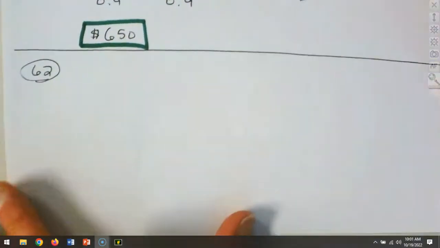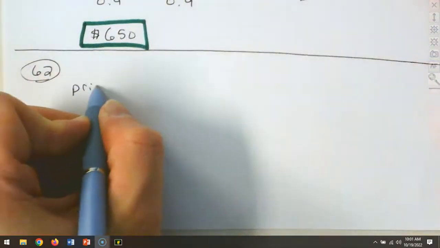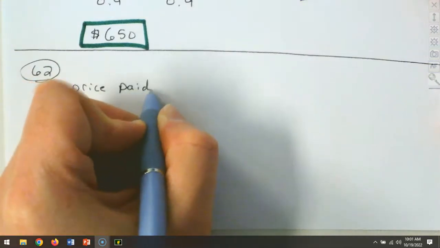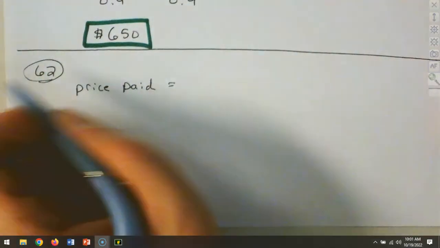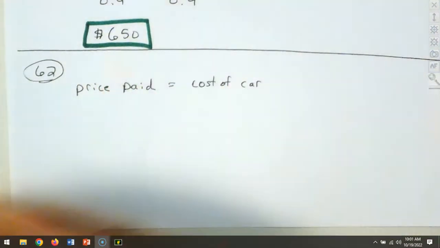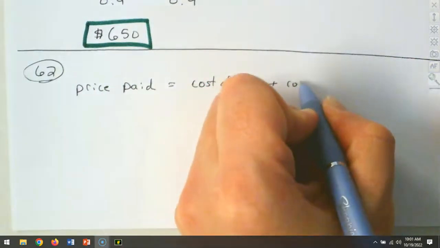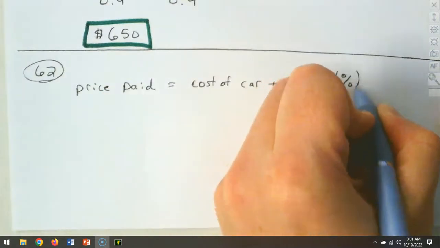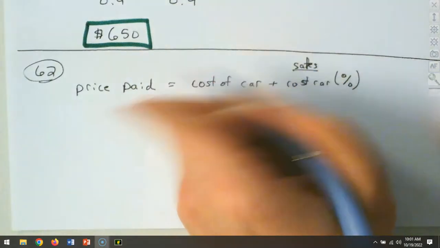So how are we going to figure this out? Well, let's talk first about what we paid. Okay, so the price paid. The price that we paid is going to be the actual cost of the car. Okay. Then we have to add on the sales tax. This is the sales tax here. So this is going to be our sales tax.